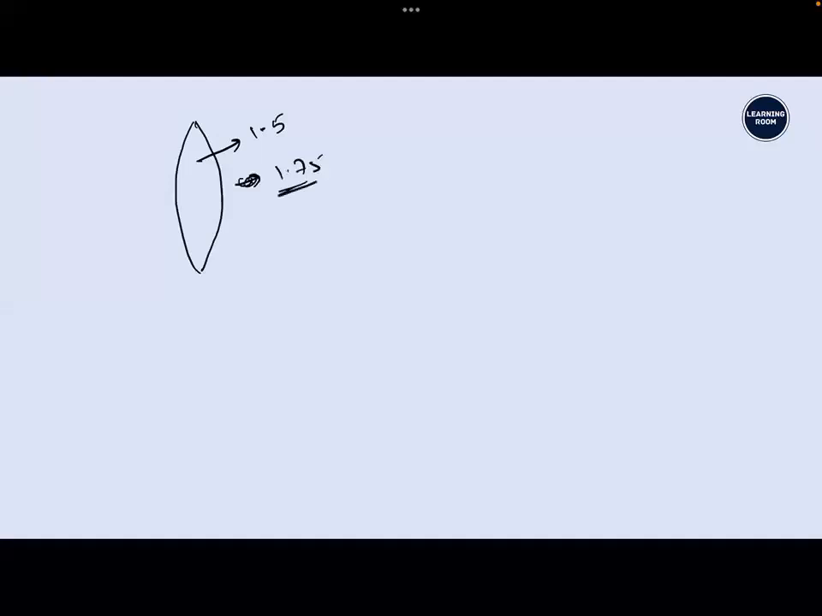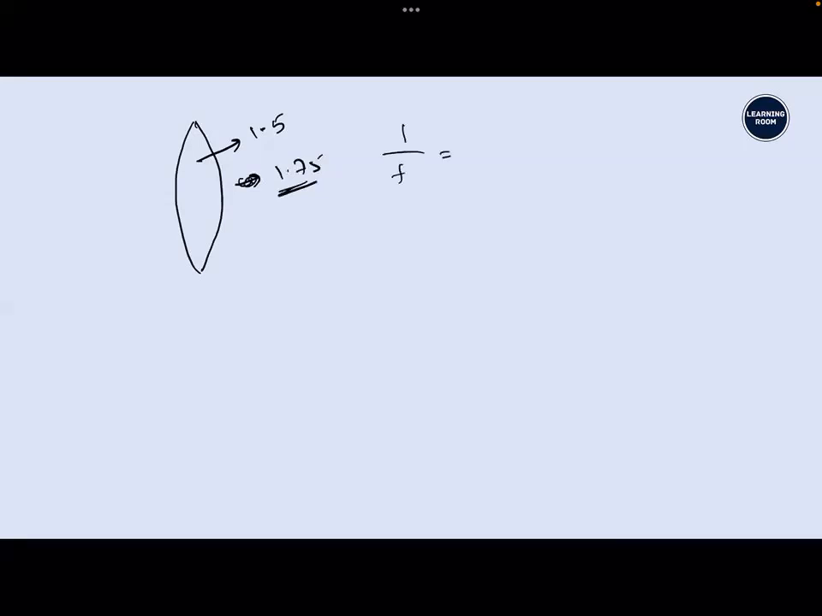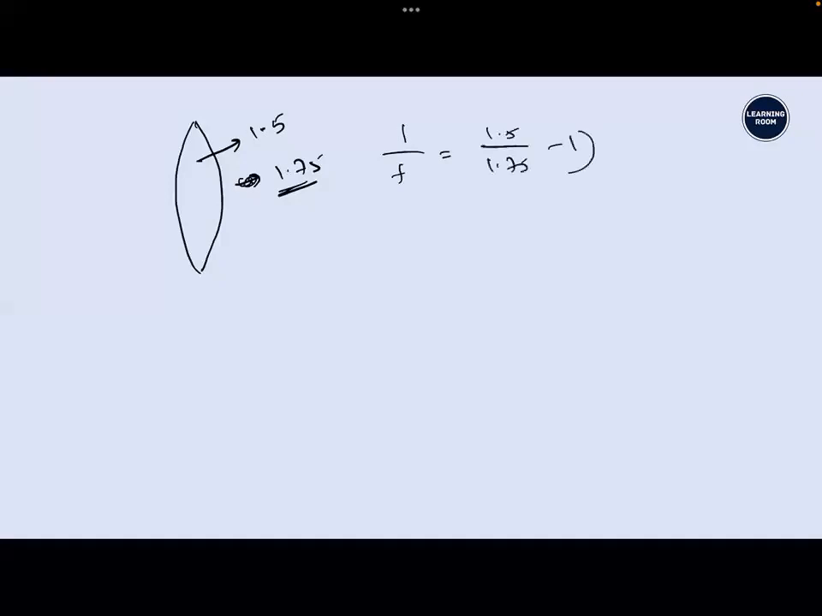Listen. Let us say this concept is very important. Let us say I have a lens whose refractive index is 1.5, which is made of glass, and it is placed in a medium whose refractive index is 1.75. What are we doing? You're taking the lens and putting it in a denser medium. If you do this, then 1 by f will be equal to mu 2 by mu 1 minus 1. Mu 2 is 1.5 divided by 1.75, minus 1, into, let me call this equiconvex.